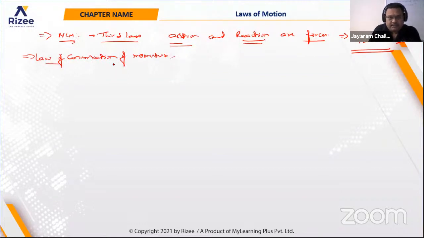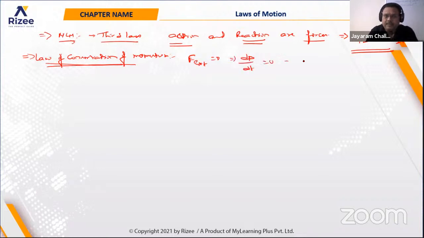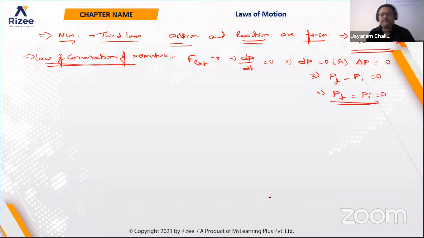In the sense of conservation, if the external force acting is equal to zero, that implies, according to the second law, dP by dt should also be zero. In that sense, dP, that is the change in the momentum, is zero, or you can also state it as change delta P is equal to zero. What do you mean by delta P is equal to zero? Final momentum minus initial momentum is zero, which implies your final momentum will be equal to the initial momentum.